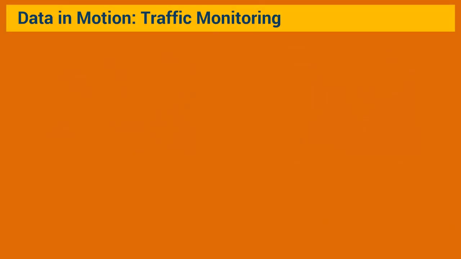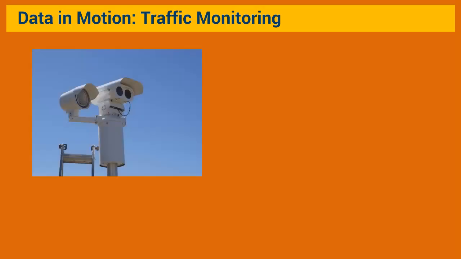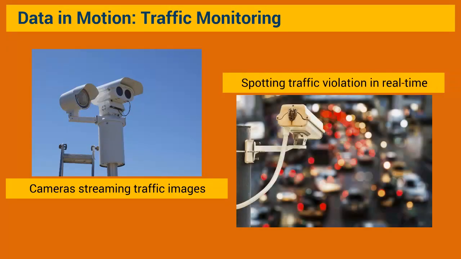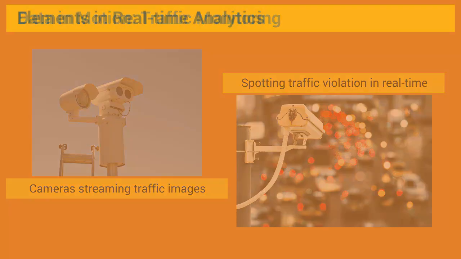Let's look at another scenario of real-time or streaming analytics in another industry. Traffic intersections in most cities now have video cameras to monitor the traffic situation. Thousands of such cameras stream traffic images at any given point in time across a city. To spot a traffic violation in real time and penalize the offender requires you to process data in real time and take action in sub-second response times.